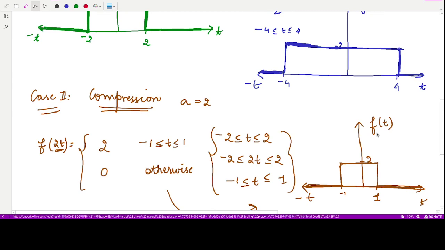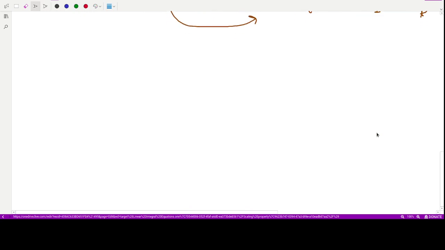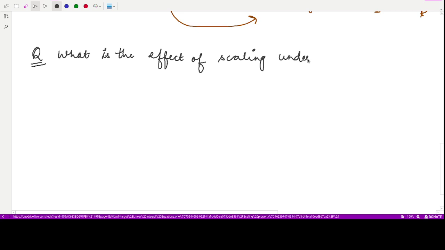So after getting to know about the scaling function, let us now see how this scaling could be beneficial in case of Fourier transform. So that was our main question that we intended to see, right? So we wanted to check what is the effect of scaling under Fourier transform.